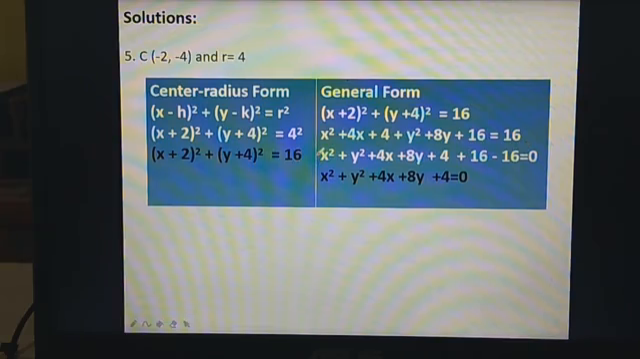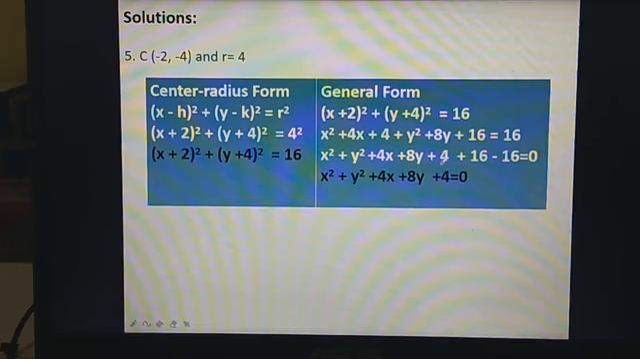And following the form of our equation, which is in general form, writing first the second degree of x, so we have x squared. Second degree y, so we have y squared. Followed by x term first degree, positive 4x. Followed by y term first degree, positive 8y. And all constant term, we have 4, positive 16. And then this one will be negative 16 equals 0.